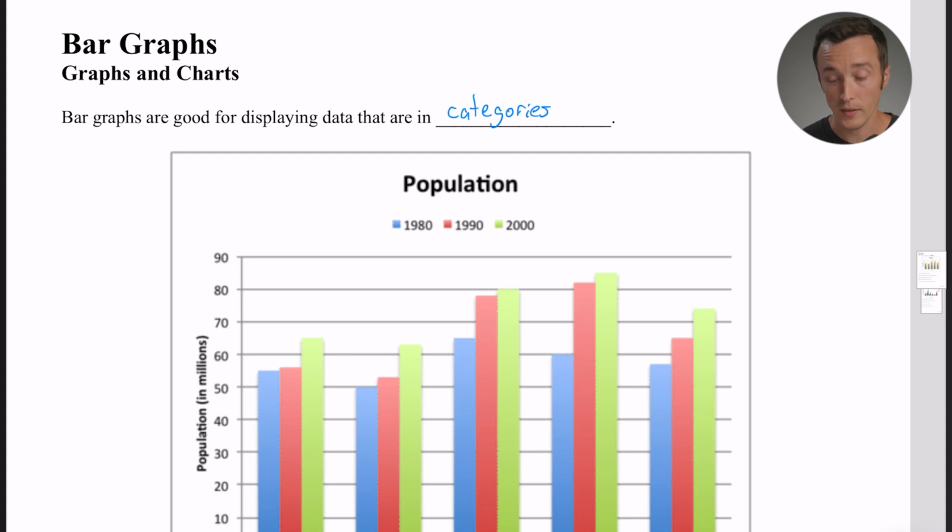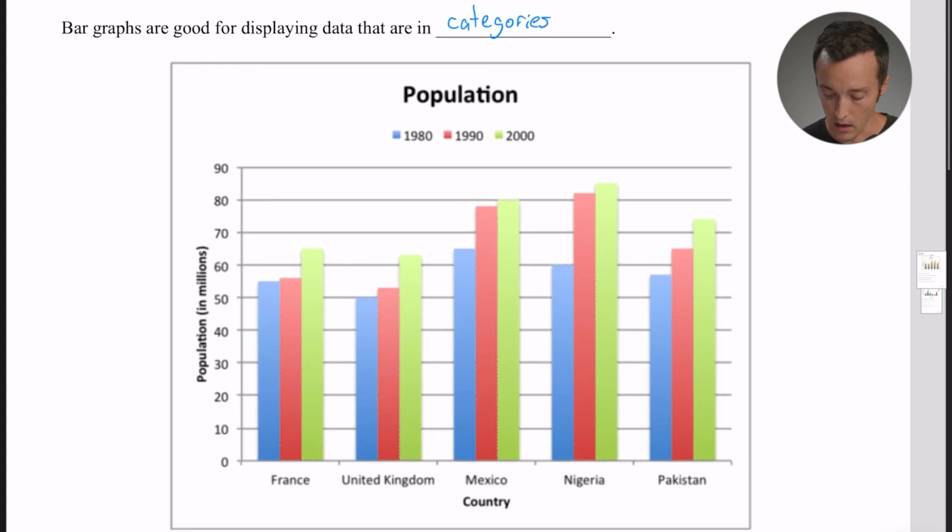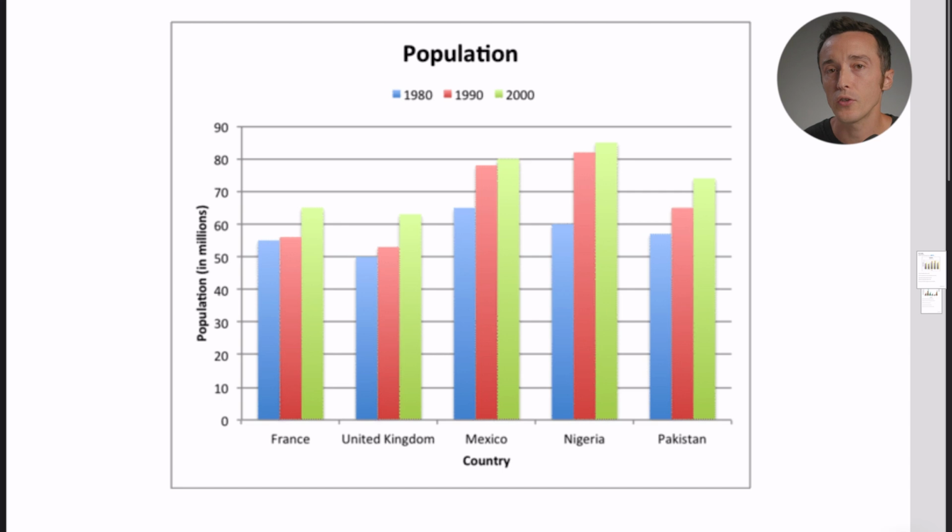And so what I always tell my students is if you get a graph like this, before you start trying to answer any questions, just make sure that you are familiar with the graph. So the first thing is look for the title of it. This one is pretty generic. It just says population, okay? Then I'm gonna look at my X and Y axis and find out what it's reporting. So I can see on the X axis that it is the country, and on the Y axis, it's the population of those countries in millions, okay?